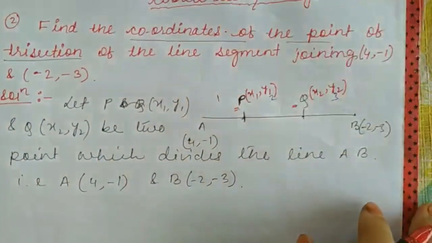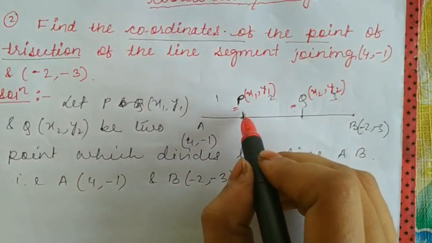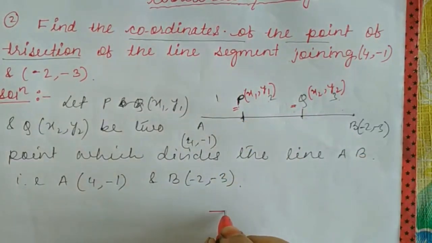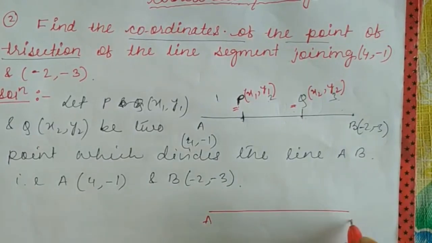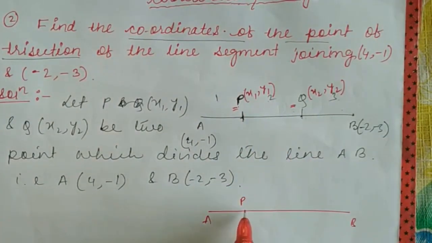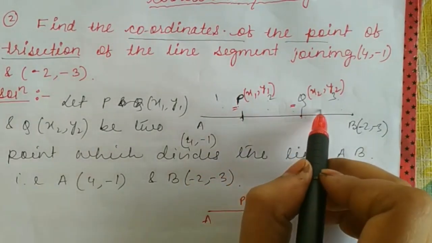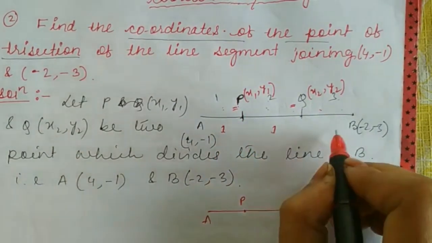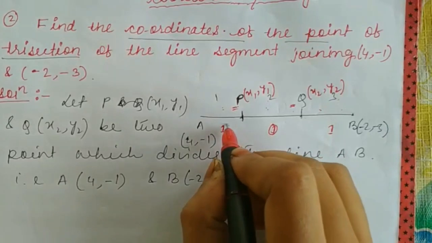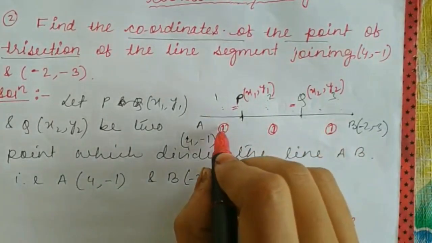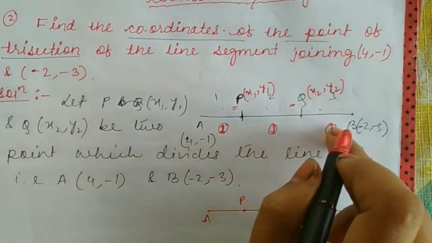Look here, in case of P, suppose this one is AB and P lies here. In case of P, these are divided into 3 sections. Means if this one is 1, this one again 1, this one again 1. That means it divides in equal sections 1, 1, 1. If this one is 1, then what is the ratio of this?